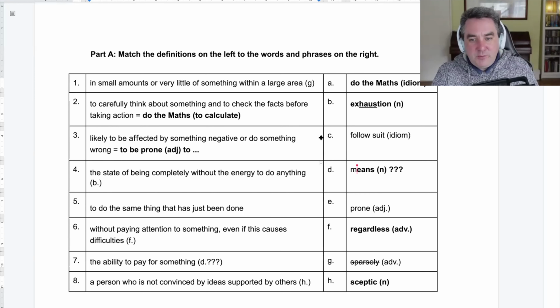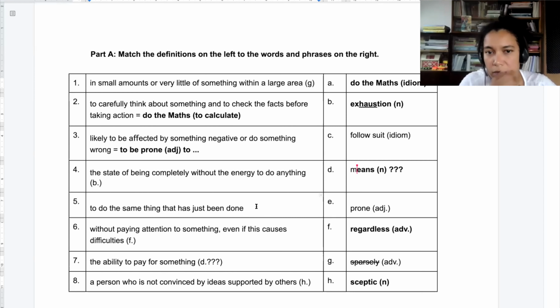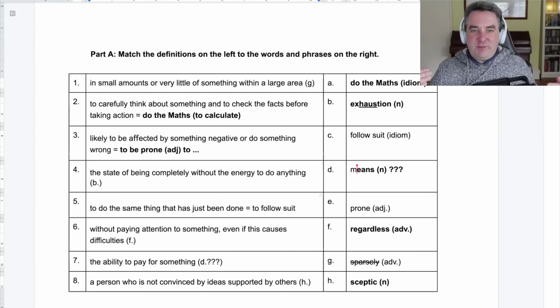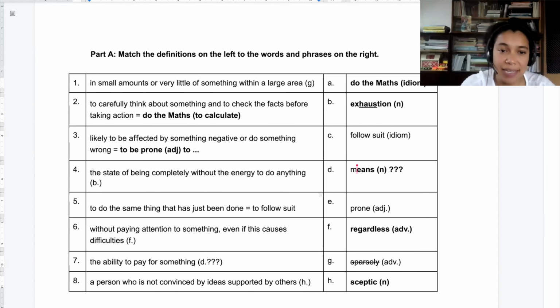Okay, number 4, exhaustion. Agree. To do the same thing that's just been done. Then I don't know. Then this should be the follow suit, perhaps. Yeah, to follow suit. Yeah, so usually children, they do one thing and their best friend wants to do the next thing, and they follow suit in that way. Okay, yeah, I know that from my daughters.